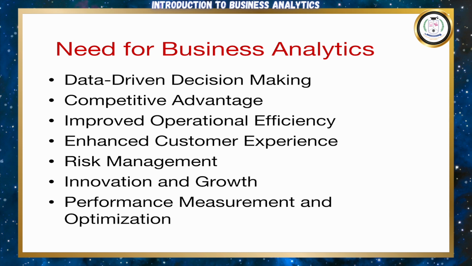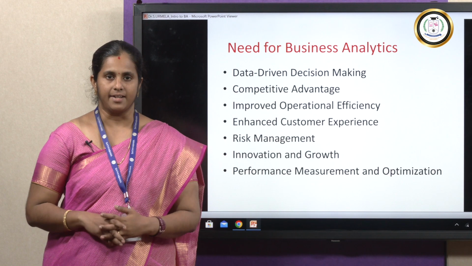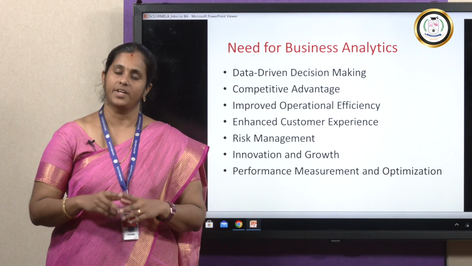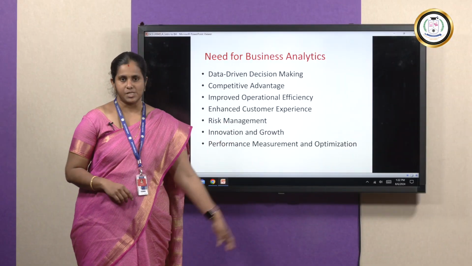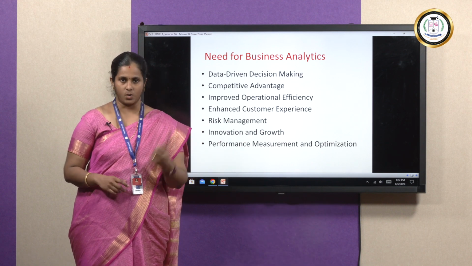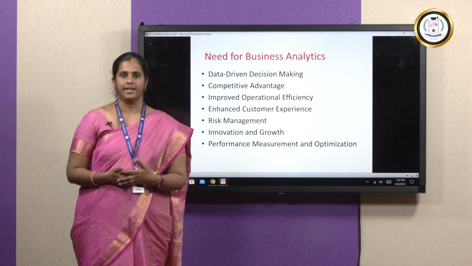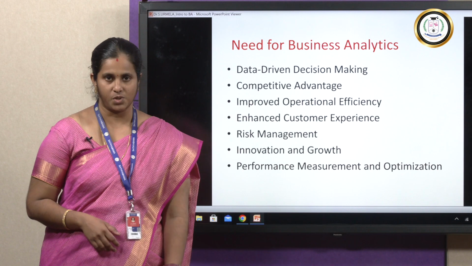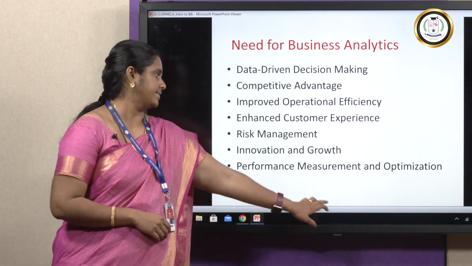The last one, which is performance measurement and optimization. In terms of business analytics, in business, the main thing is key performance indicators. Who are all going to play a major role in a business environment, or the different stakeholders playing a major role. In terms of performance measurement and optimization, I will be able to identify the key stakeholders and how they are going to have a good impact or bad impact in my business environment. So these 7 are the main need for going for business analytics.